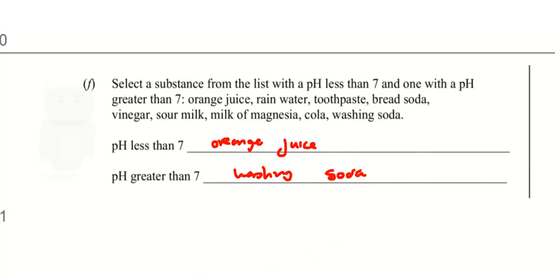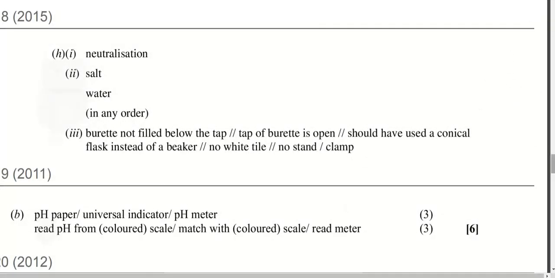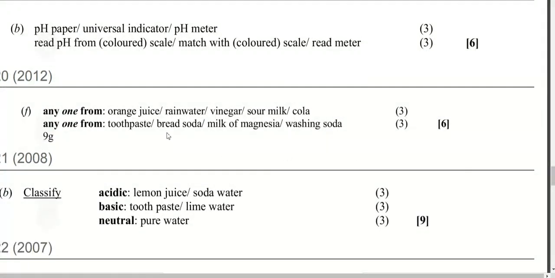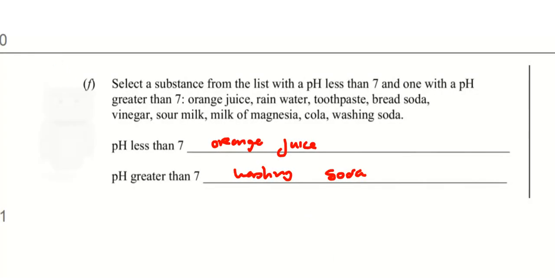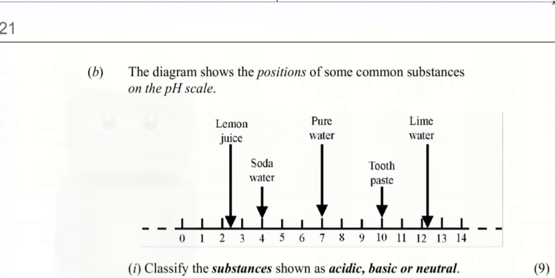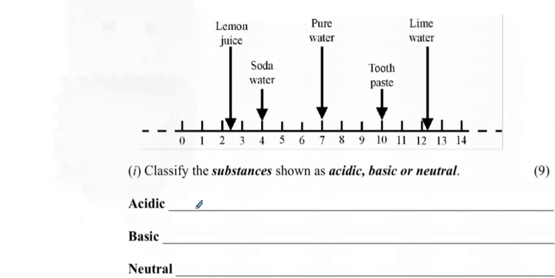Okay, I'll give you a complete list now. Acid is orange juice, rainwater, vinegar, sour milk, or cola. And then basic is toothpaste, baking soda, milk of magnesia, and washing soda. Okay, any of those. Name the acidic substance. We'll go for soda water. Basic substance, toothpaste. And finally, neutral is pure water.